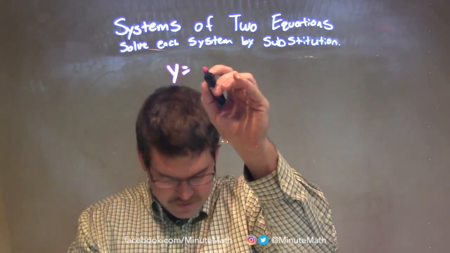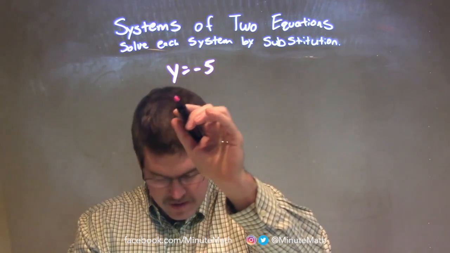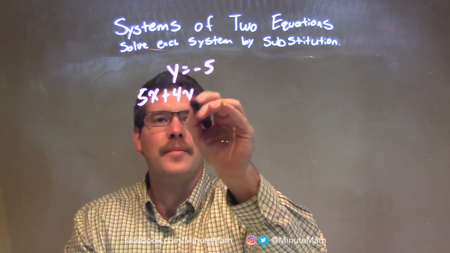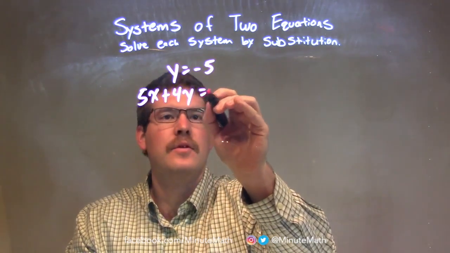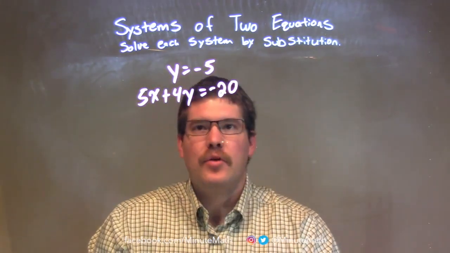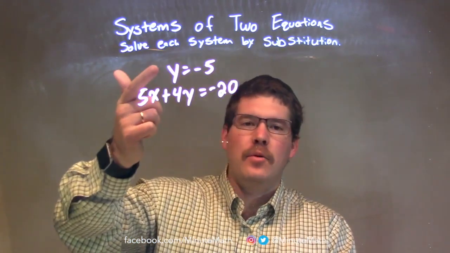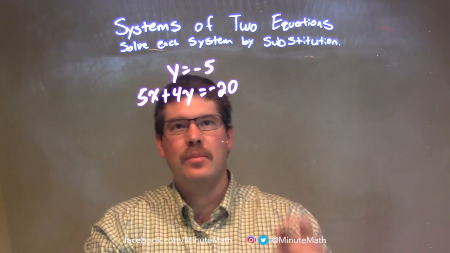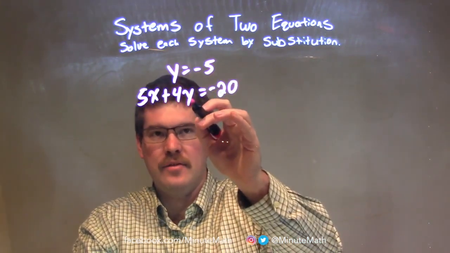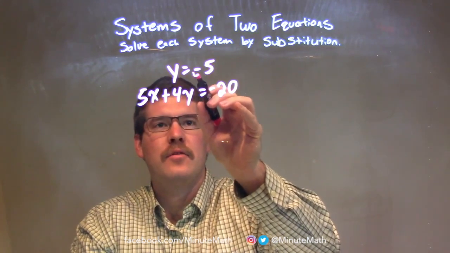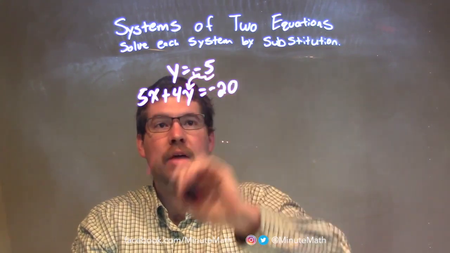y equals negative 5, and 5x plus 4y equals negative 20. Well, what I like about this already is I already have a variable by itself. y is equal to -5. So it makes it pretty easy to plug that -5 in for the y in the second equation.